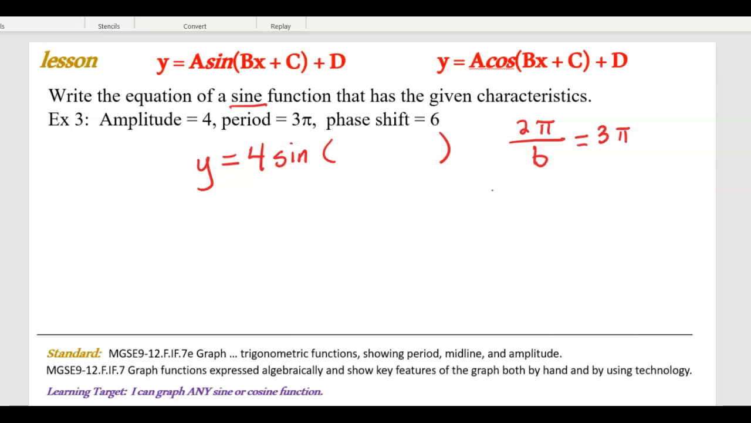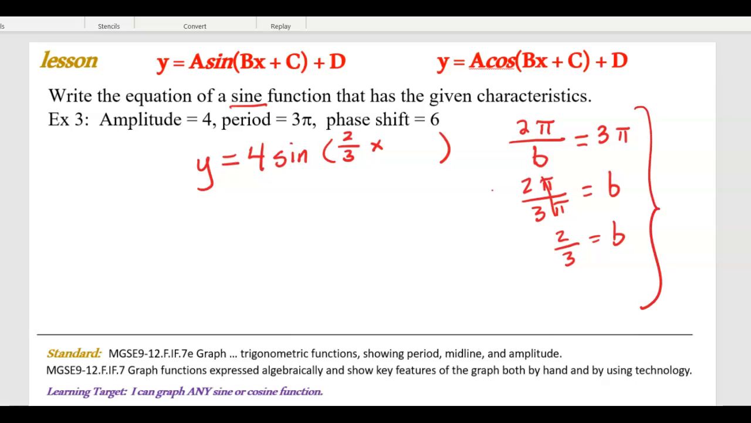Okay, so 2 pi over B is going to equal the period, which is 3 pi. Swap like we did last week. So this is a quick review. 2/3. So we have 2/3 x. Okay, and then now we have our period. Now negative c over b is our phase shift, which is given to be 6.